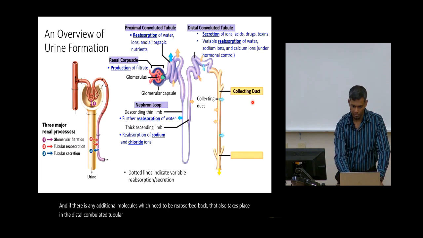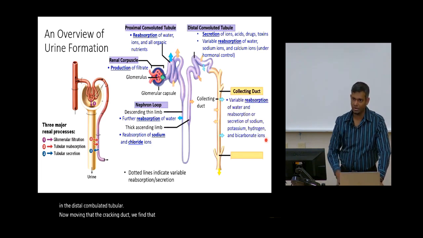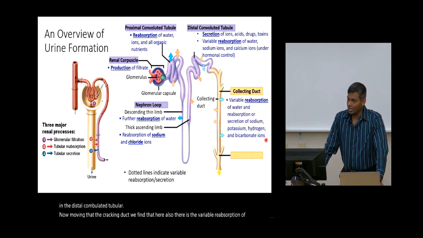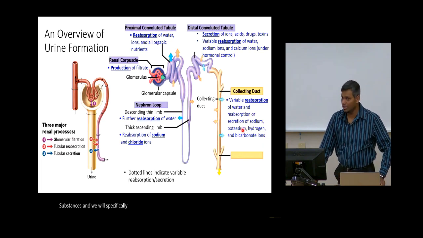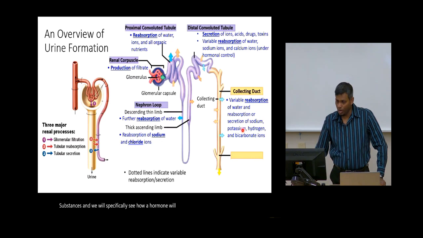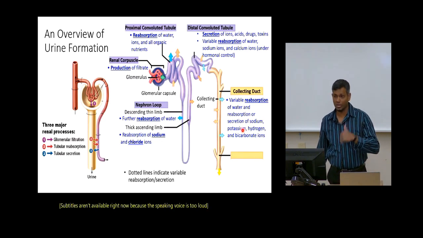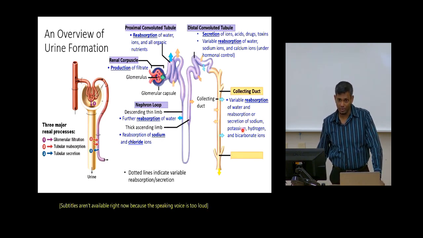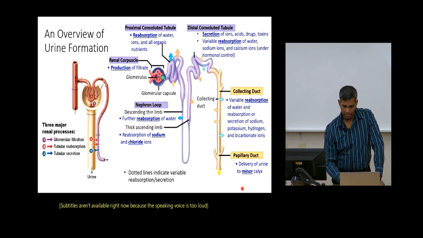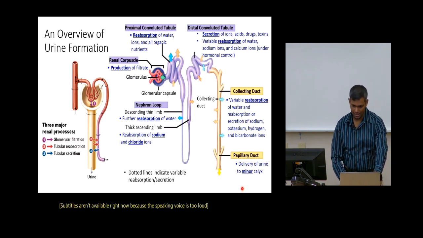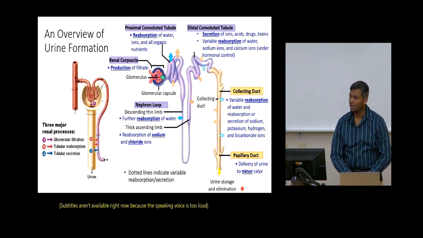Now moving down to the collecting duct, we find that here also there is the variable reabsorption of water and other substances, and we will specifically see how a hormone will regulate this reabsorption of water and thereby make the urine either concentrated or dilute, right? We will talk about this in the upcoming lecture. And finally, the papillary duct is going to deliver the urine to the minor calyx, and from there urine will be stored and eliminated as well, right?